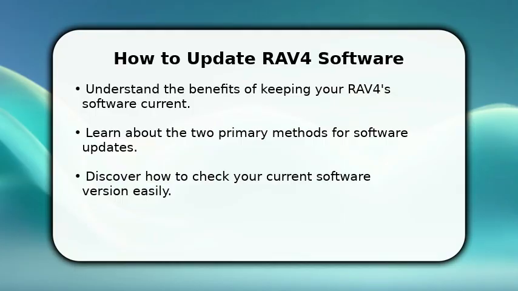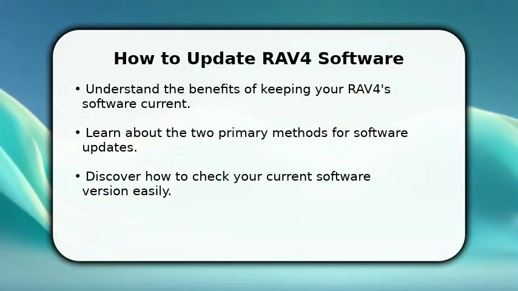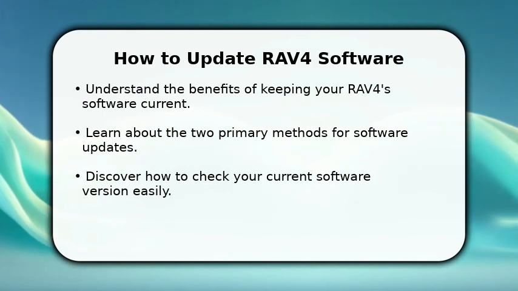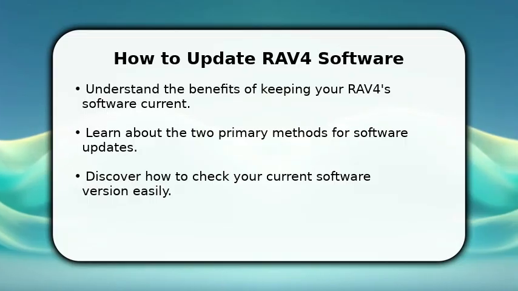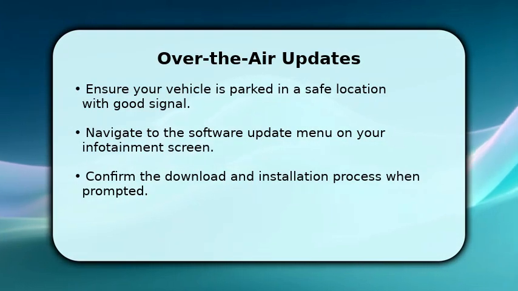Knowing your current software version is the first step, which you can typically find in your infotainment system's settings menu. This process is straightforward and helps maintain your RAV4 advanced systems. Over-the-air updates offer a convenient way to keep your RAV4 current.